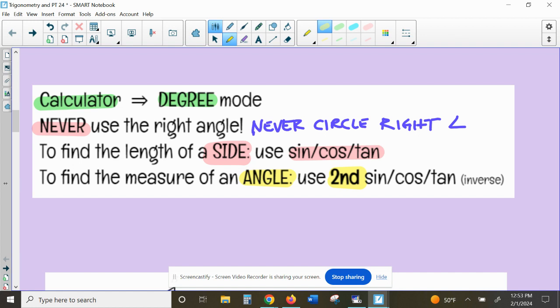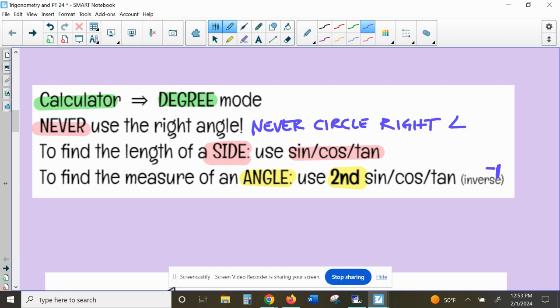What's different about this? It's got that -1. So that is the inverse operation. So this is when a -1 is going to show up as a power. So if you're trying to find an angle, you're going to hit the second sine, and then you'll have the negative, because you're actually finding the inverse of it.